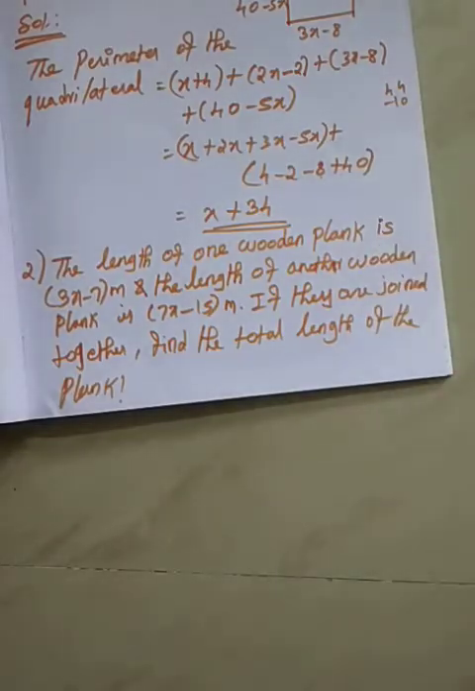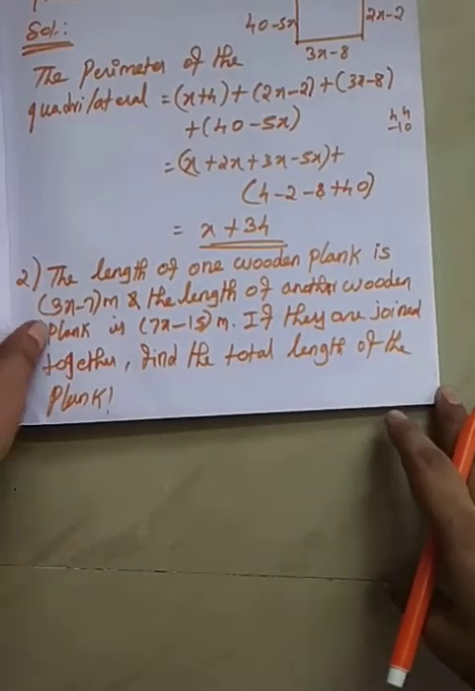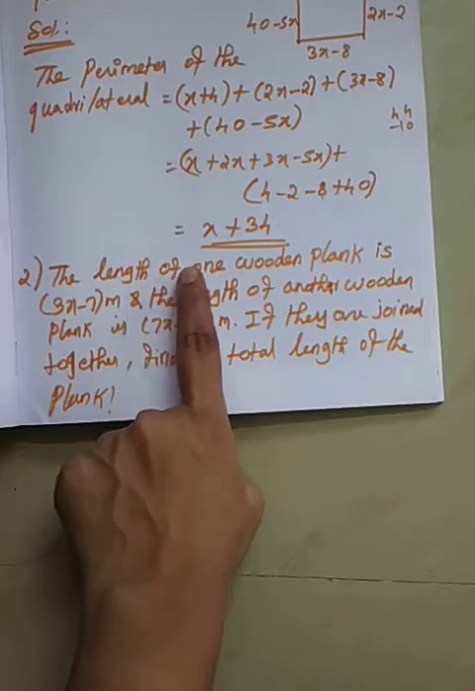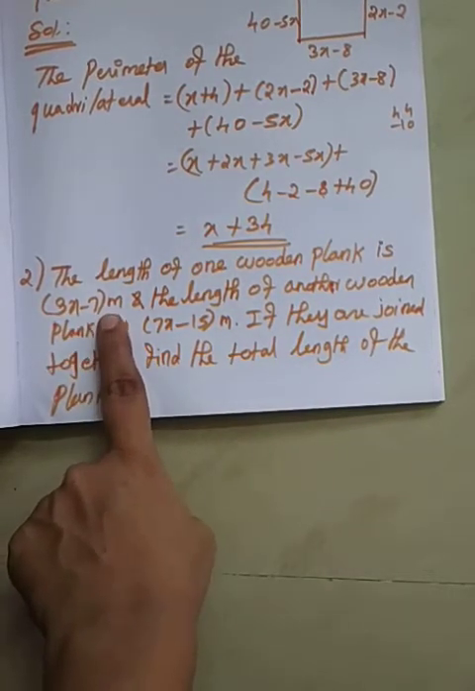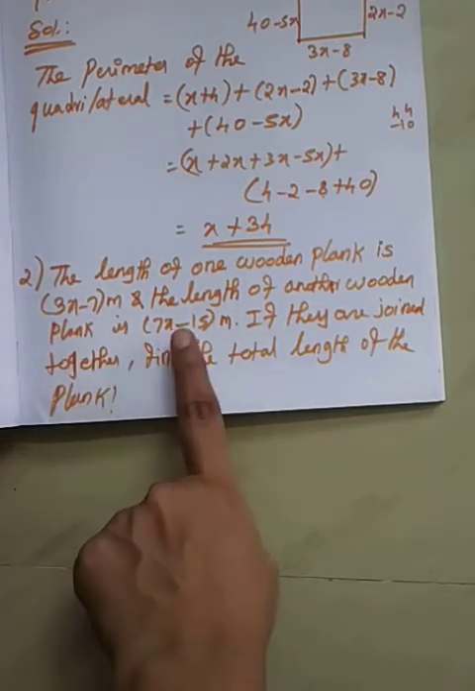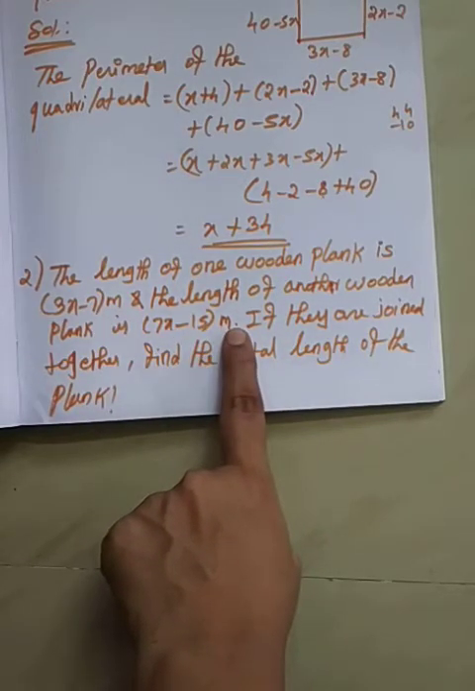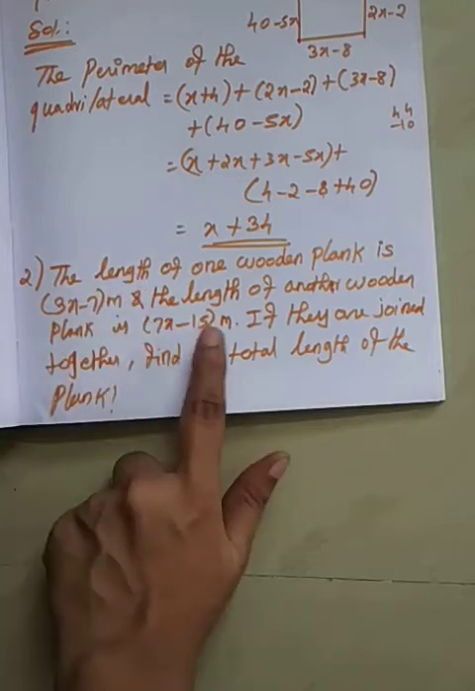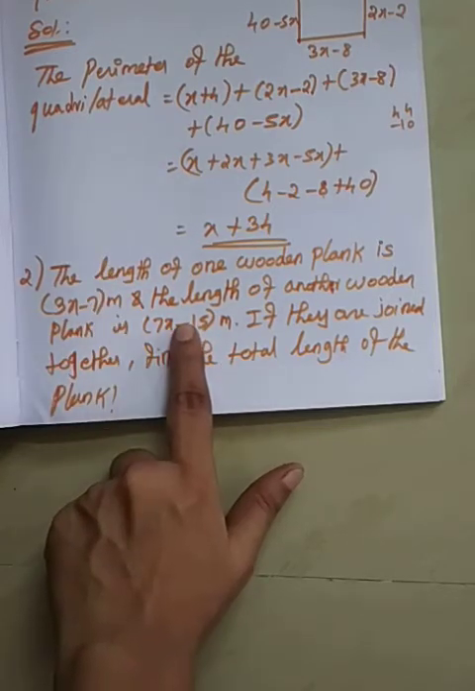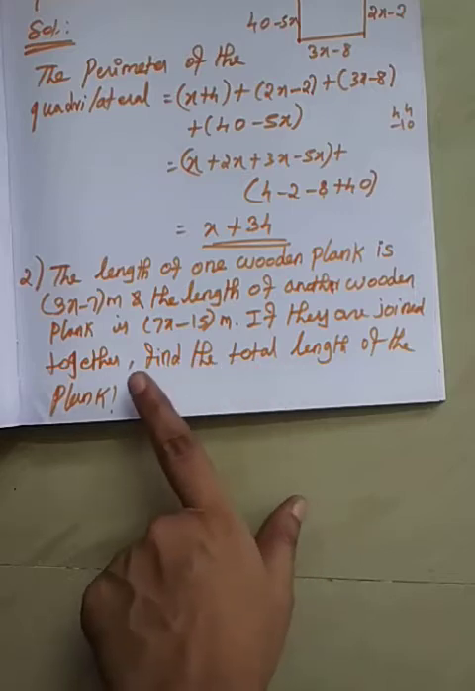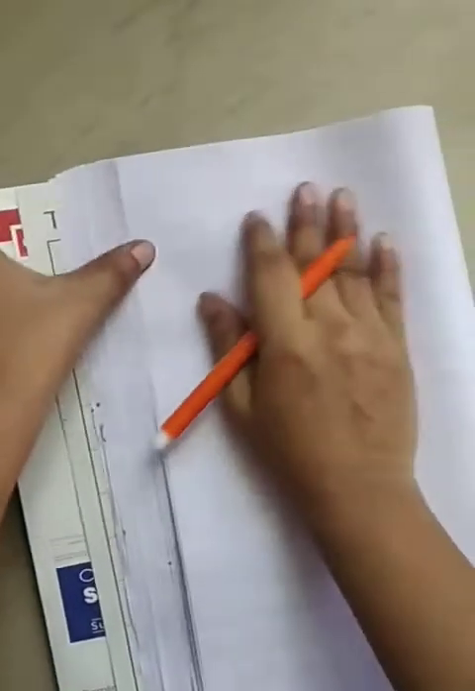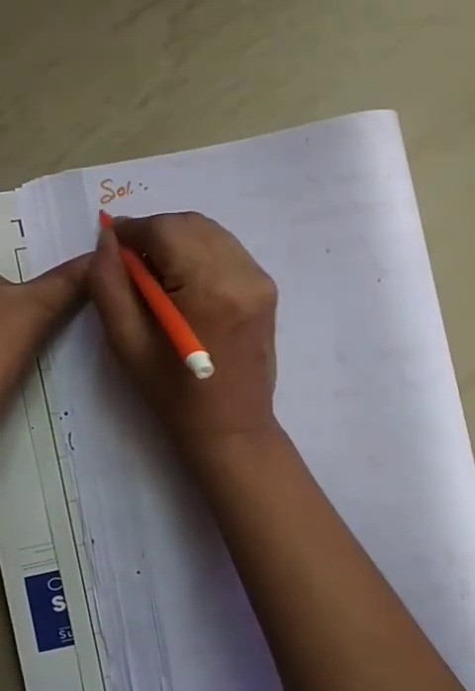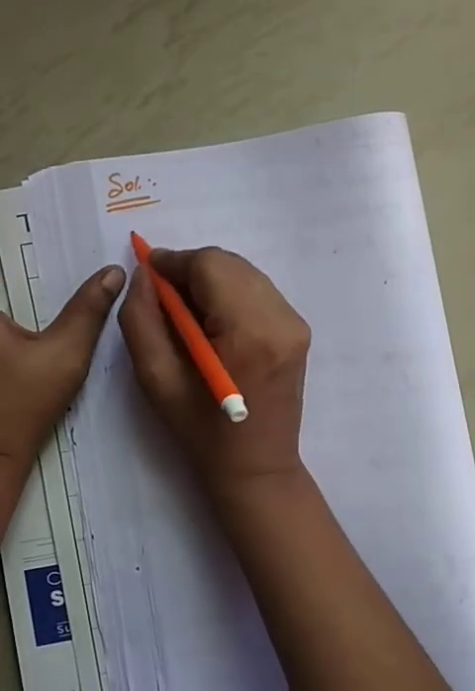Okay, this is the question. The given concept is the length of one wooden plank is 3x minus 7 meter. The other wooden plank is 7x minus 15 meter. Now you have to join these two wooden planks, meaning you have to find the total length of the plank. How can you find it? See here, write the solution.